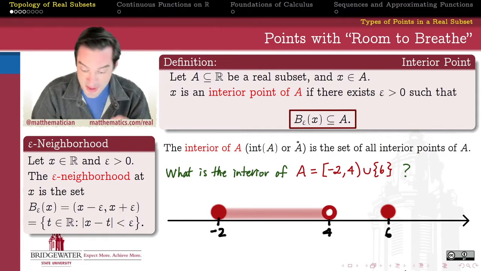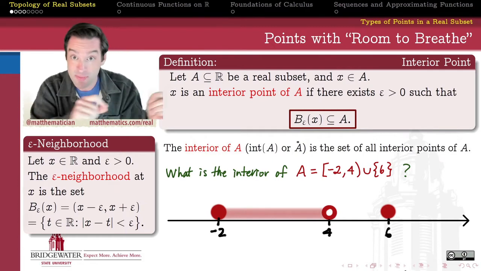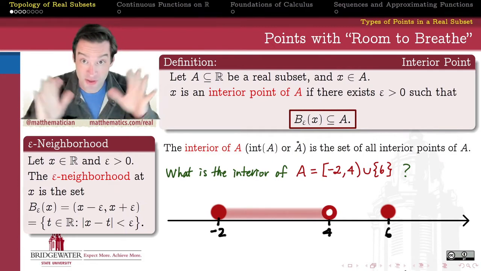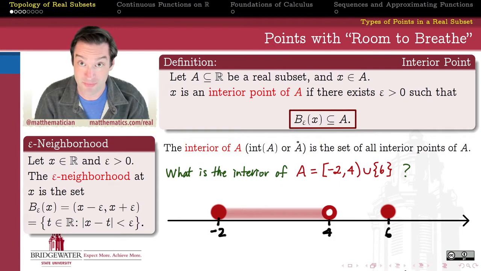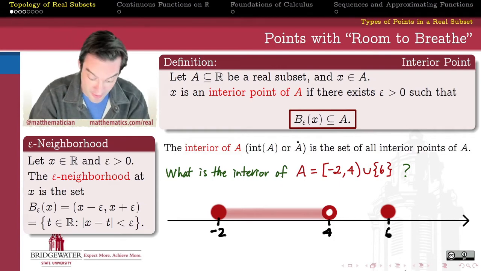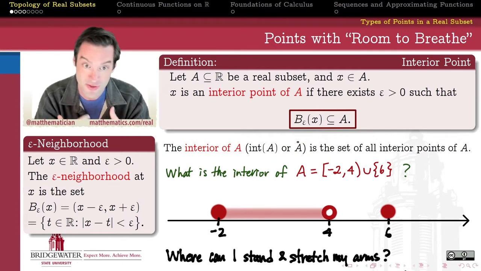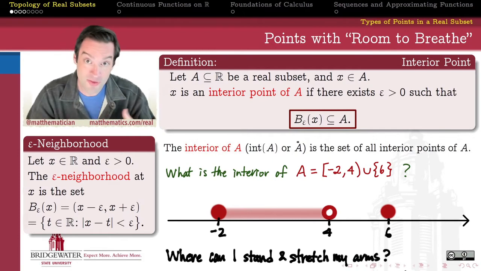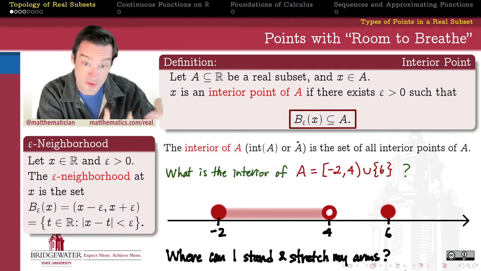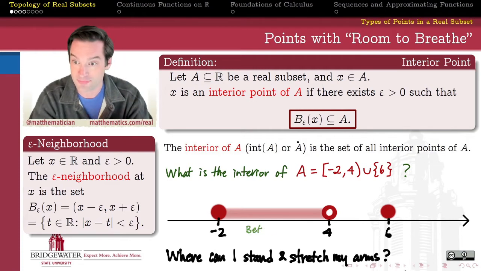And to do this, I'm just going to imagine standing at various places throughout this set, and then ask the question, can I reach out my arms without leaving the set, even if my arms have to be really, really tiny to do so? So where can I stand and stretch? That's the question that we're trying to answer if the question is, what's the interior of this set? What's the set of all interior points that we can find?